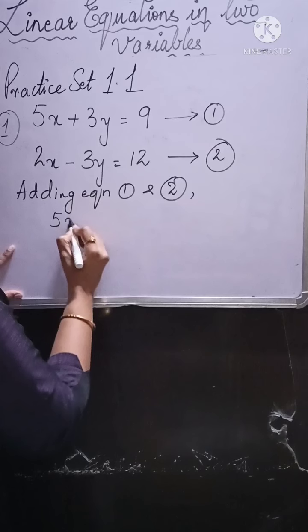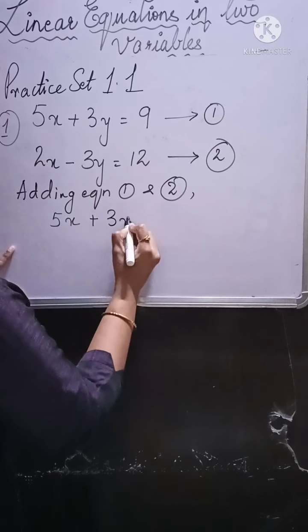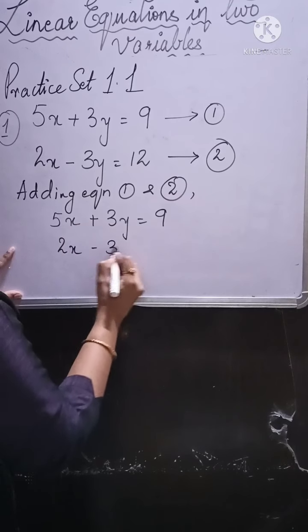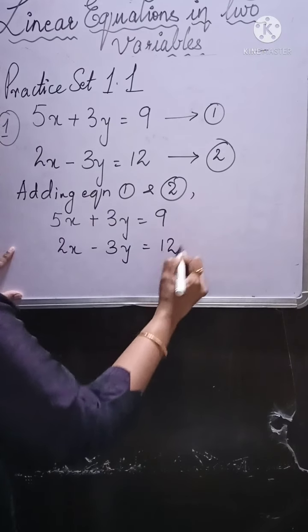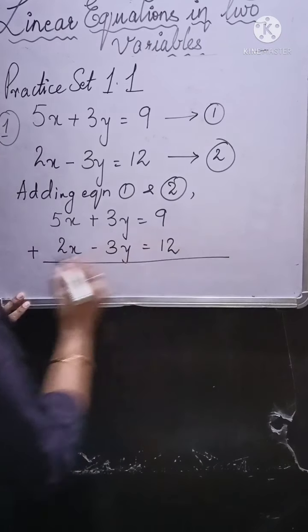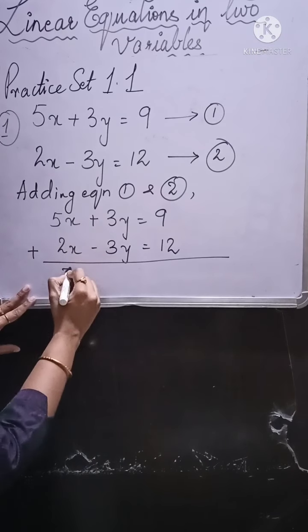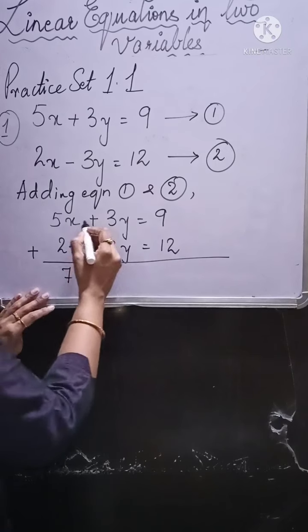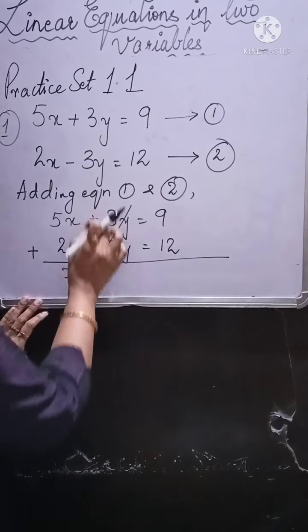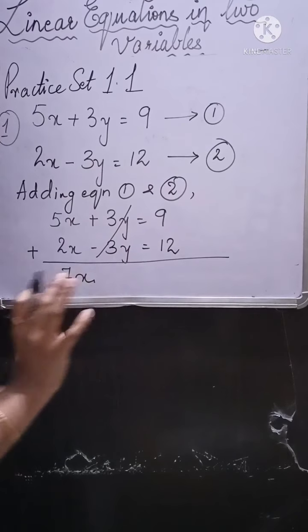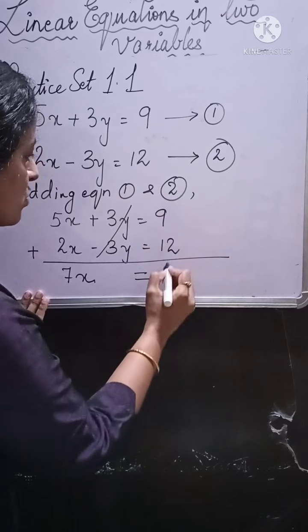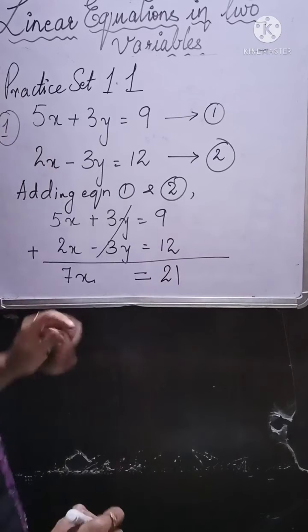So let me write the equation again. 5x plus 3y is equal to 9. 2x minus 3y is equal to 12. Adding means you'll put a plus sign. Now add: 5x plus 2x will be 7x. Plus 3y minus 3y will get cancelled. Opposite sign and same term will get cancelled. Here also you have to add: 9 plus 12 will be 21.